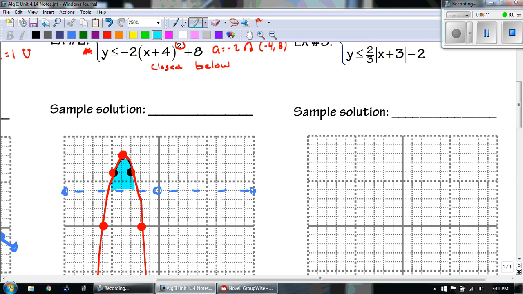All right, and identify a solution. I'm going to go right there, and that is the point -4, +6. Oh, not 6, that's 5, it's on the dashed line. So -4, 5.